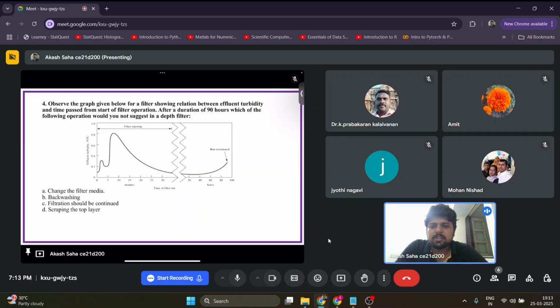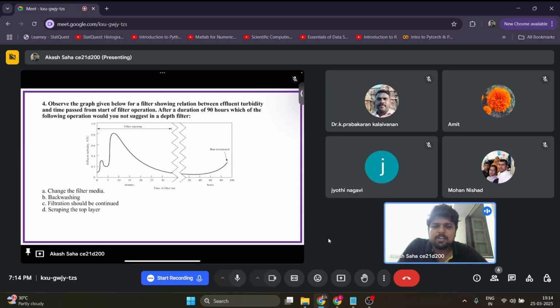So as you can see, during the first 30 minutes or so, the filter ripening will happen. That means that initially when the filter has just started with the filtration, there will be a sudden increase in the effluent turbidity. Okay, the particles will be allowed to pass because maybe the voids are larger, and then as and when most of the particles have formed, the micro pores or the micro voids will also be filled, and then proper filtration will happen for a long period of time.